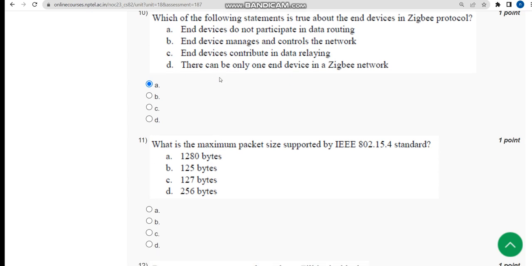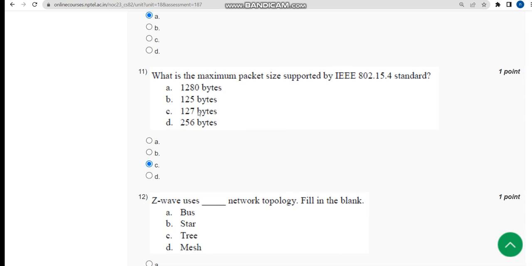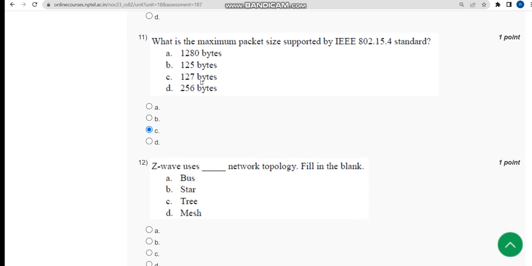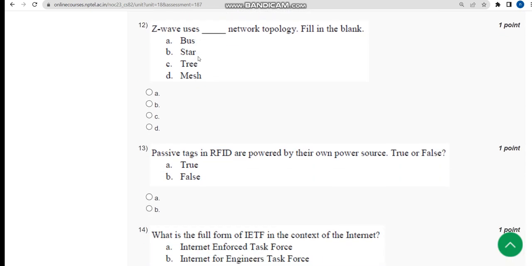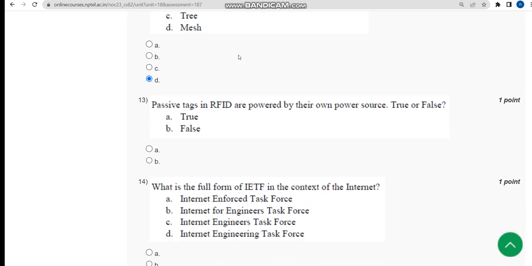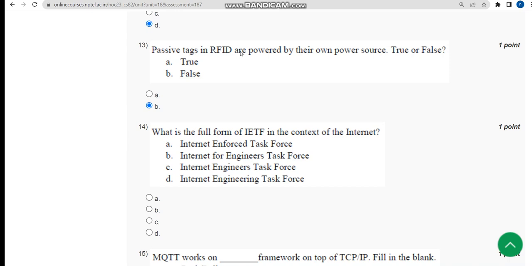Next, 11th question. For 11th one, the answer is option C once again. Now let's move on to the 12th one. Here the answer is option D, mesh. Moving on to the 13th one. Here the answer is false, option B, false. Passive tags are not powered by their own, that belongs to active tags.